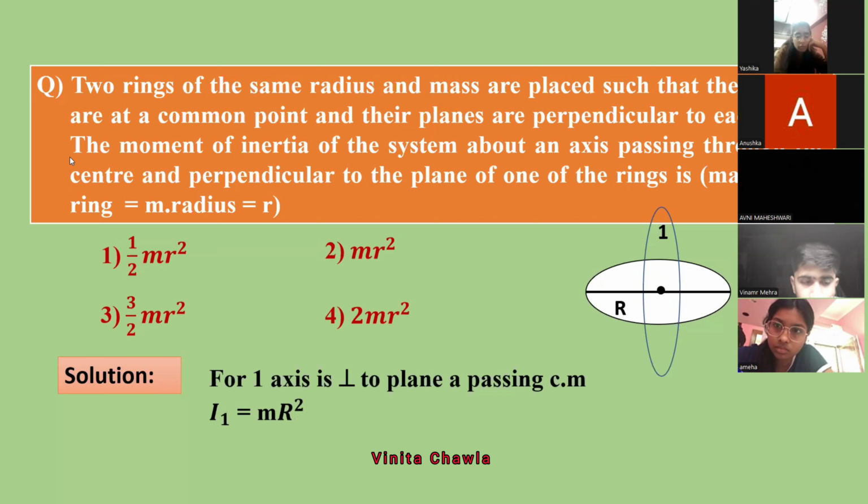See, for one, the axis is perpendicular to the plane and passing through the center of mass. So we can take moment of inertia of the first ring as mr square, right? And for the second, the axis is along the diameter. I think there is doubt in this question. You can ask me if you have any.